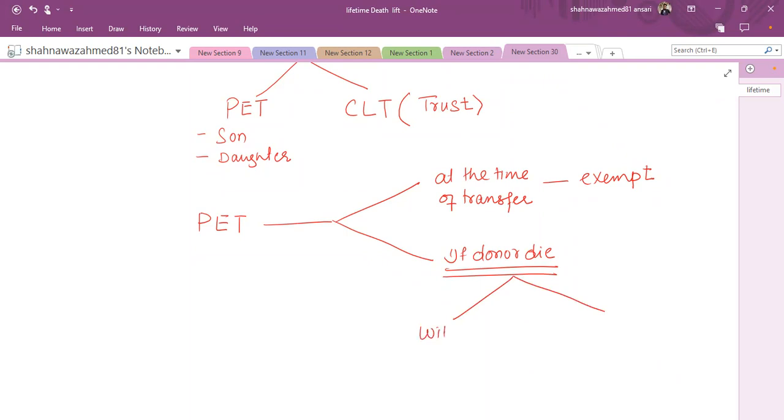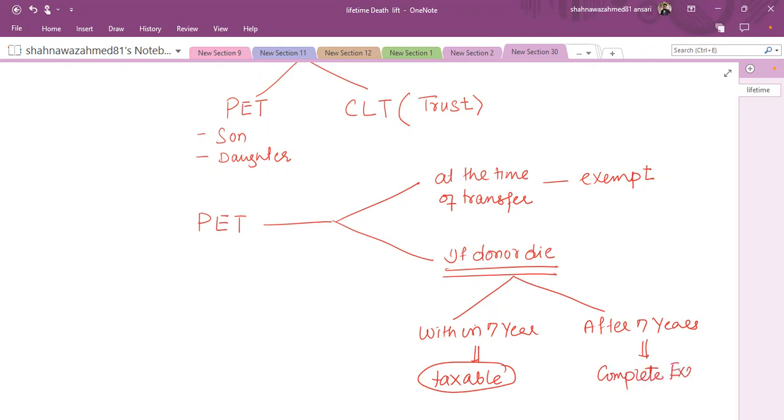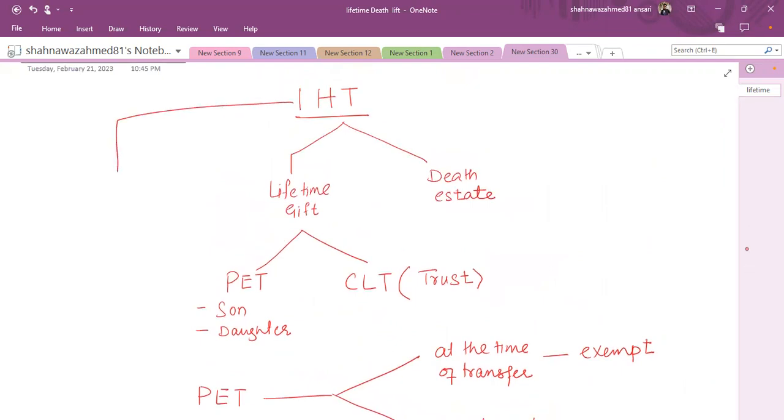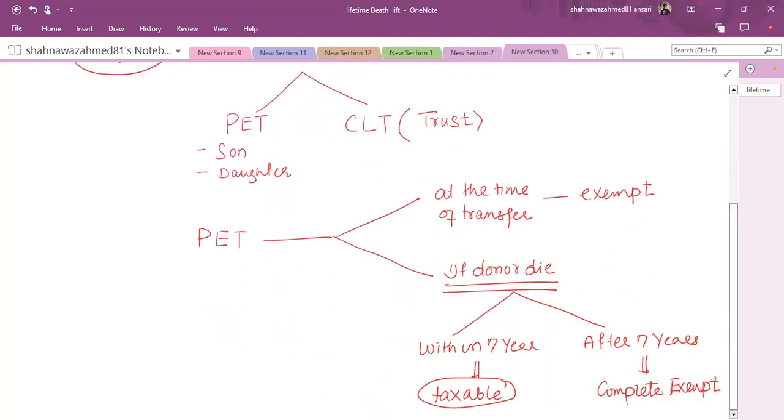If the donor dies within 7 years or dies after 7 years. If the donor dies within 7 years, then this potentially exempt transfer becomes a taxable transfer. And if the donor survives 7 years, then it is completely exempt. No tax, complete exemption. And remember that the lifetime tax is applicable, in case of lifetime gift, on transfer of wealth. A gift is usually classified as a transfer of value from one person to another. So we need to find out the transfer of value sometimes, especially in case of shares.